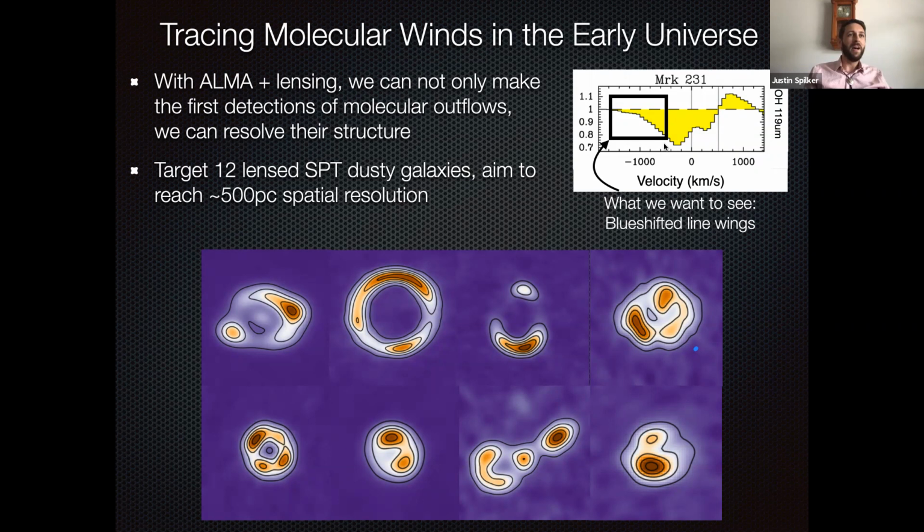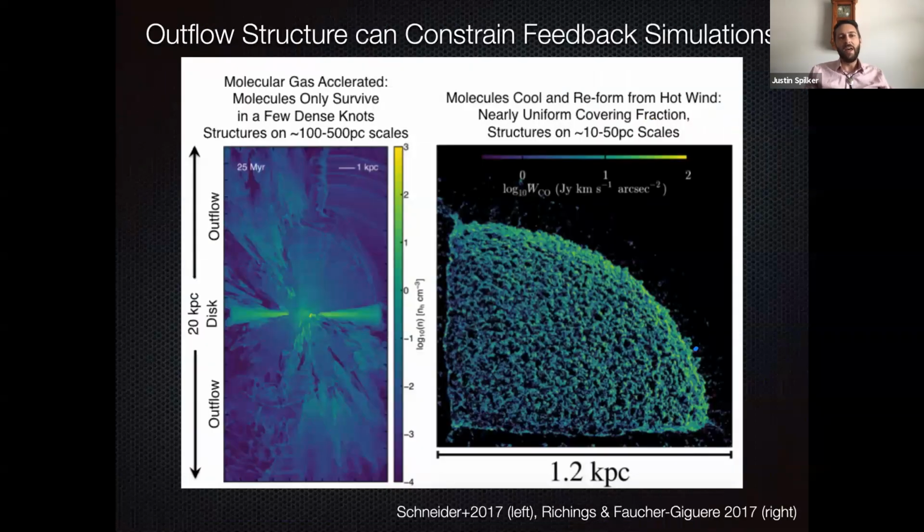And so many headaches have been caused by this decision, but I decided to try to also spatially resolve these outflows. And there's really good sort of theoretical motivation for wanting to do this. It's sort of illustrated here. The structure of a molecular outflow, kind of surprisingly to me, is actually a really useful constraint for simulations of outflows and winds and feedback.